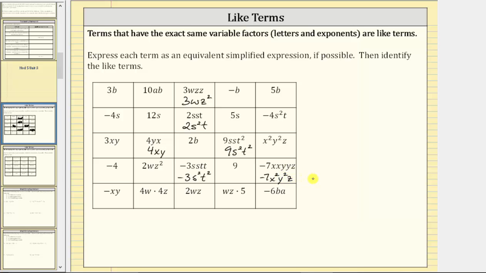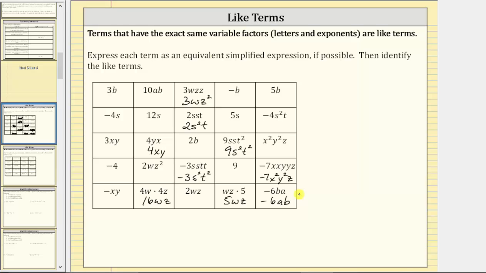Finally, in the last row, notice here we have a product of two terms, 4w times 4z. 4 times 4 is 16, and therefore this product is 16wz. And then here we have wz times 5, which can also be written as 5wz. And then here we have -6ba. Notice how the variables are not in alphabetical order. Let's rewrite this term as -6ab. And now let's identify the like terms.